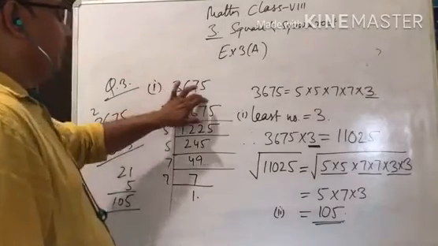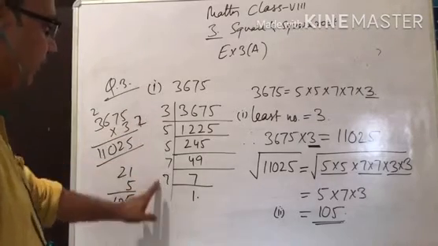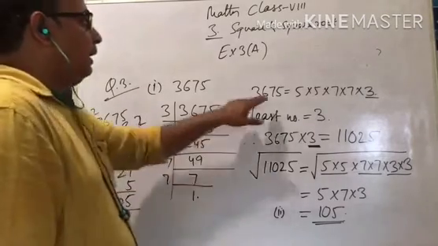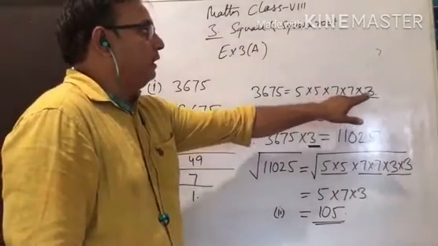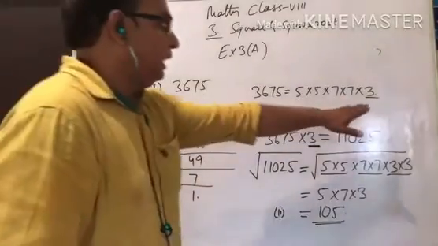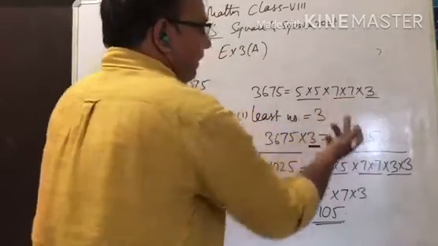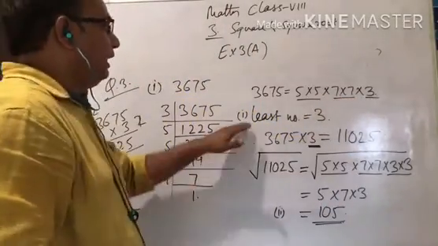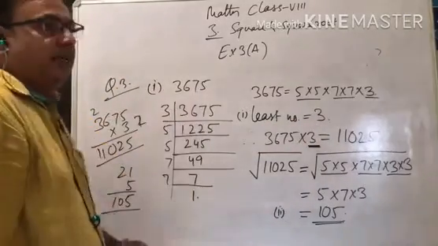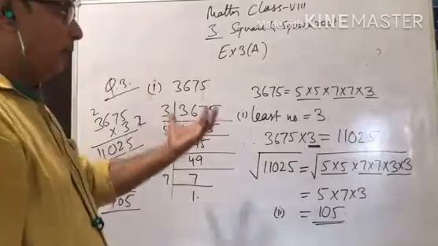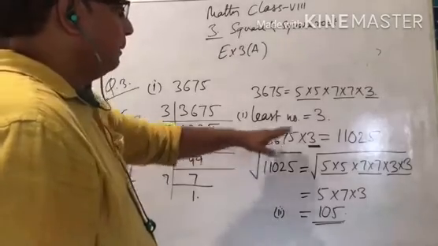So 3675. First we prime factorize 3675. This is the prime factorization of 3675. So 3675 is equal to 5 times 5 times 7 times 7 times 3. Now 3 is not in a pair. See, 5 and 7 are in pairs, but 3 is not in a pair. So the least number is 3. 3 is the number which must be multiplied to the given number to make it a perfect square.